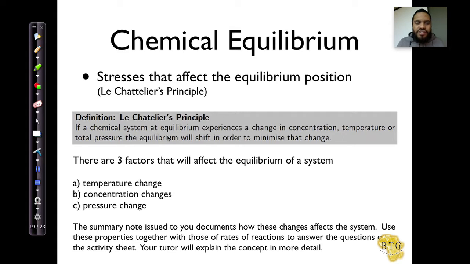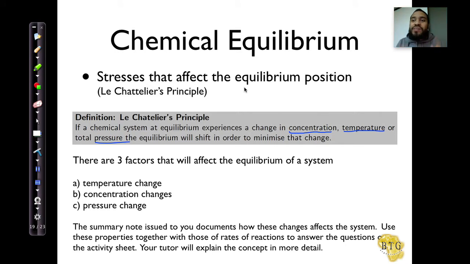Now the formal definition says here, if a chemical system at equilibrium experiences a change in concentration or in temperature or in pressure, right, then the equilibrium will shift in order to minimize that change. What does this mean? This helps us. Firstly, it's telling you can disturb an equilibrium. It's telling you that nitrogen and hydrogen come together, they form ammonia, and they want to break down and form nitrogen and hydrogen.